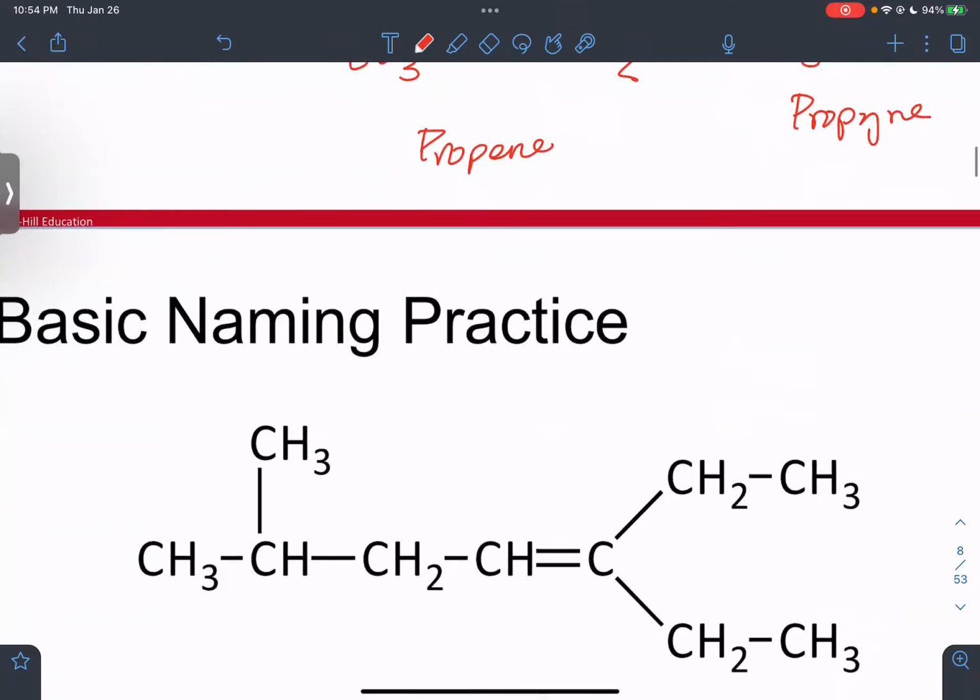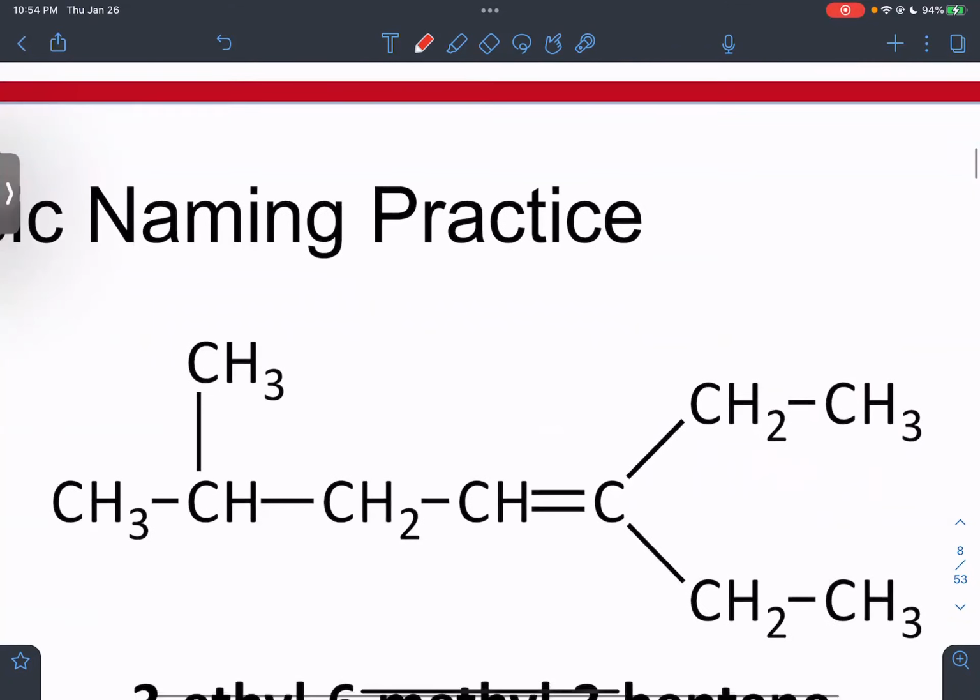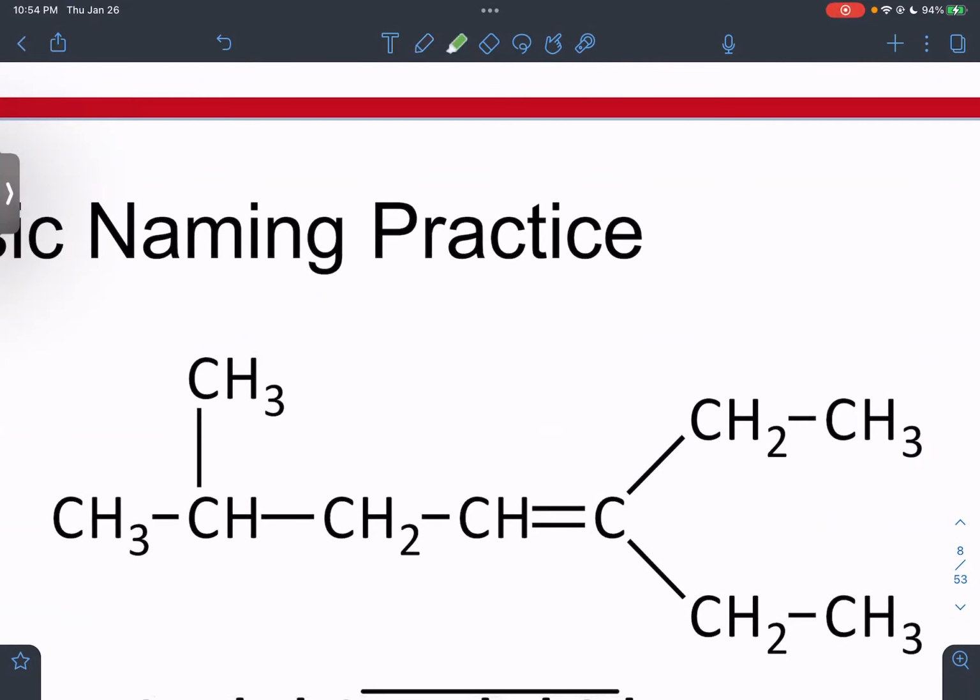Okay, so leave it. Don't look at your answer yet. All right, so you always want to find your longest continuous chain. You have to decide, are you starting here or are you starting up high? It doesn't matter because they're both one away from that branch point. So let's just make it easy for ourselves and go across.